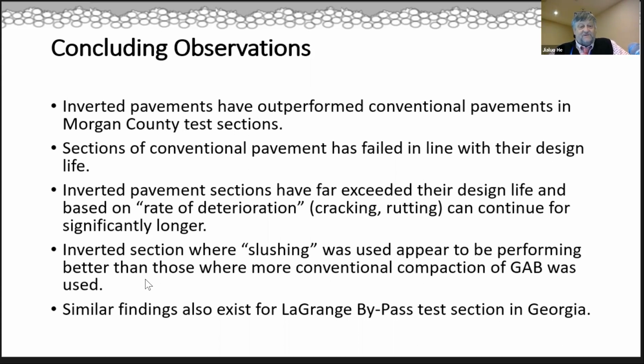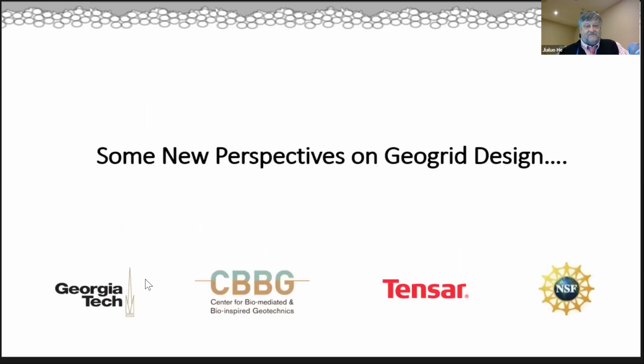The inverted section, where flushing was used, appeared to be performing even better than where the more conventional compaction of GAB was used. And as I said, similar findings, we've got the same for the LaGrange bypass test section as well, but I'm not presenting that in the interest of time.